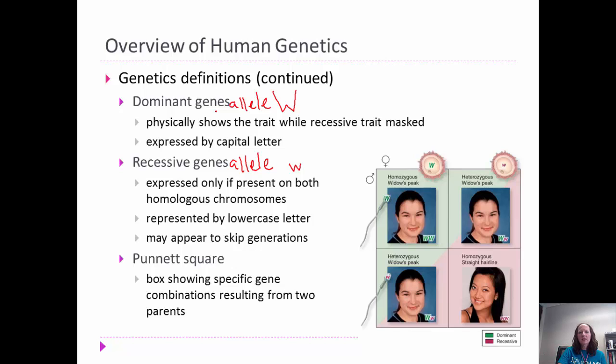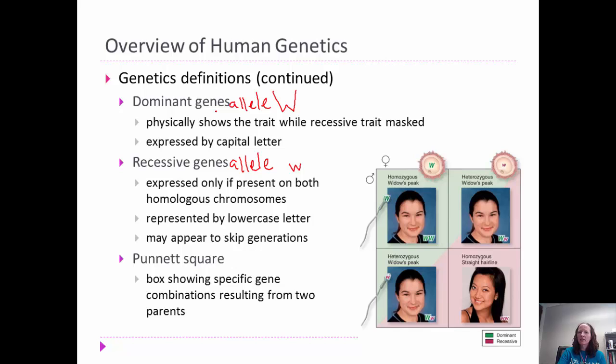So the way that some patterns of inheritance are figured out is through something called a Punnett square. I've heard people call it a Punnett square before. I've always called it a Punnett square. But this is going to be a box that shows specific gene combinations, and it's going to put together the one from both parents. So say that you and your husband are thinking about having a baby, and you're wondering, I wonder if it's going to have a widow's peak. So let's say that both of you have a widow's peak.